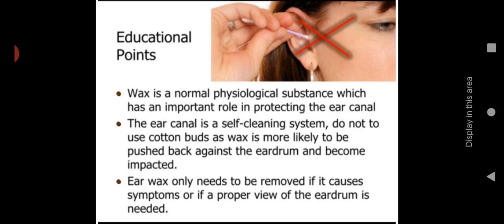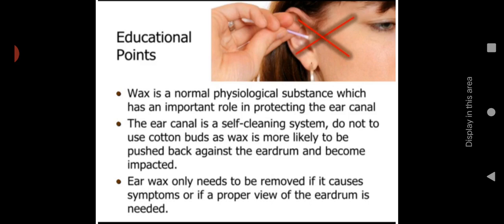We have studied this when we discussed anatomy and physiology. There is a eustachian tube, a passage from the ear to the nasopharynx. So the ear is a self-cleaning system. If there is excess wax, it can be drained out through the eustachian tube, and the environment will be balanced.